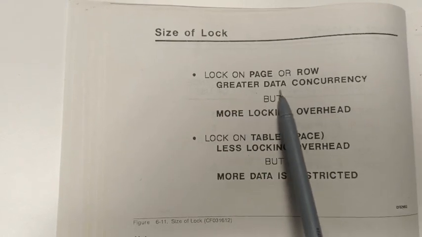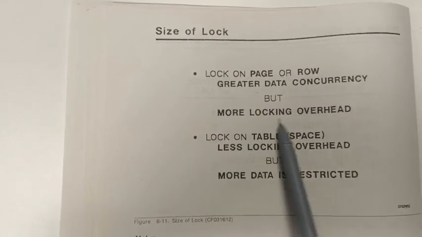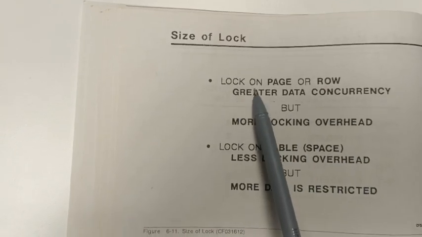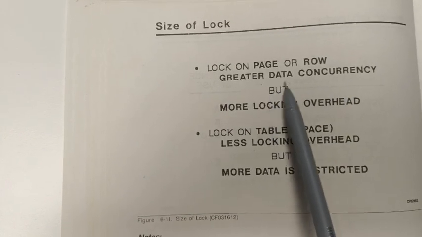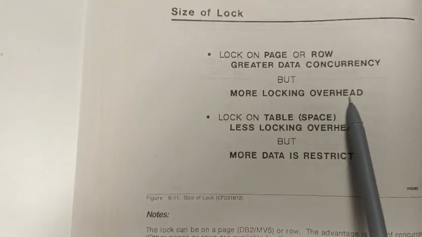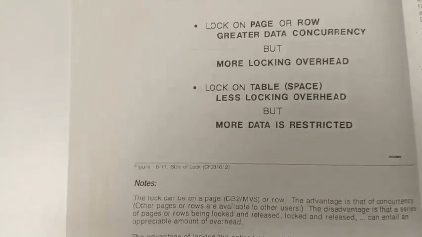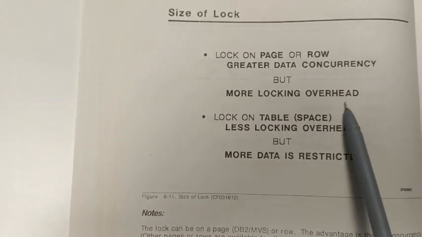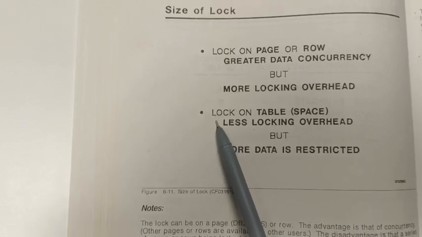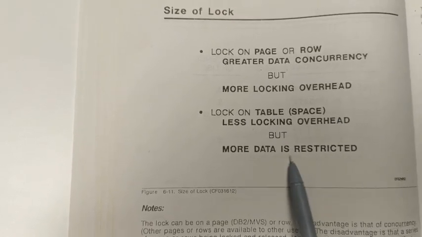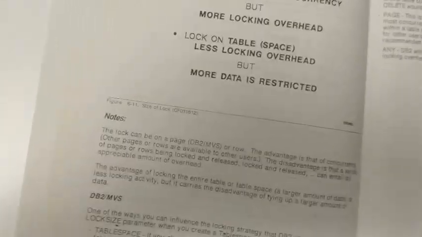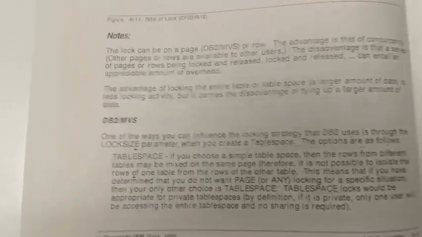What will happen? Greater data concurrency but more locking overhead. If you lock on page or row, then greater data concurrency is possible, but locking will have more overhead. For each row, if you are locking the row, the locking overhead will be higher. If you lock on table or table space, there is less locking overhead but more data is restricted. And these are the types of table space.